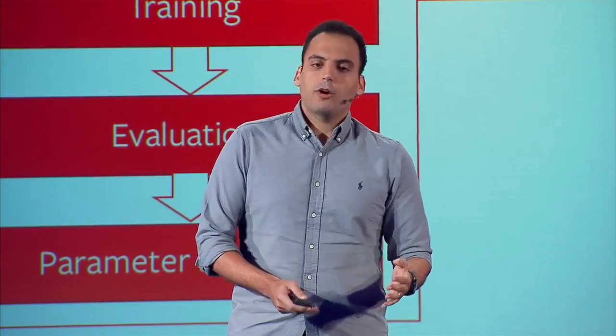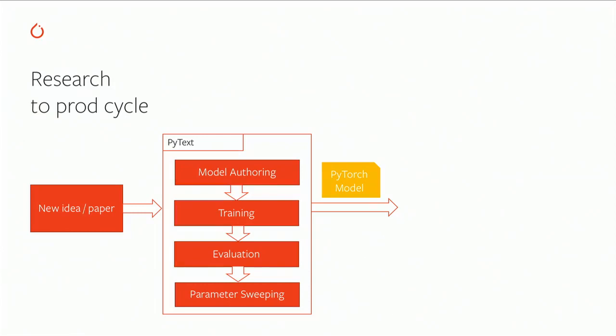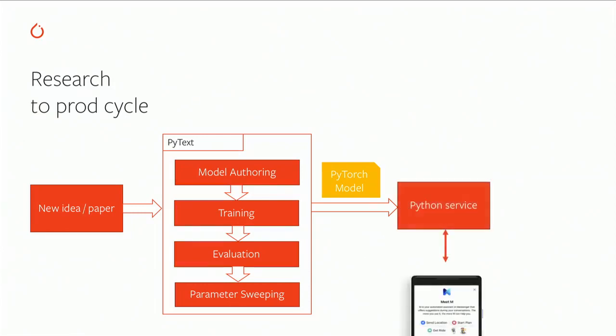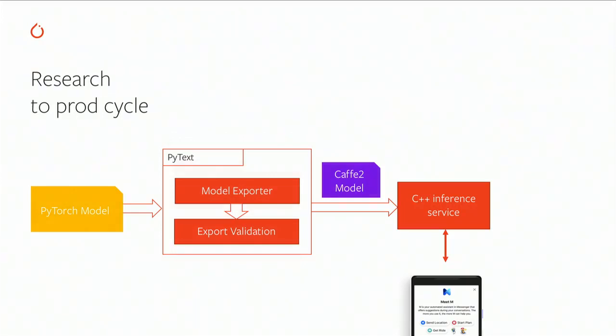Once we do all of our parameter sweeping and evaluation, we get a PyTorch model, which can run in a Python environment. For that, we have built a Python inference service that the client can talk to. By doing that, we can take a tiny bit of the traffic and send it to this Python service, and then we can get our online metrics in order to see how good this model is. Once we are happy with these online metrics, we go to the next stage. We have the PyTorch model, and now we have the model exporter, which is built on ONNX.